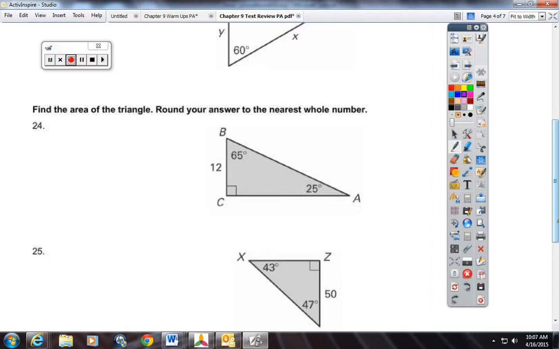What we know and what we need to know. There's actually two different trig ratios that we can use because we need to find the base of this triangle. We don't necessarily need to find the hypotenuse because we're trying to find the area. That's what the question is asking. So we need the base and the height to be able to find the area. We have the height, we need to know the base.